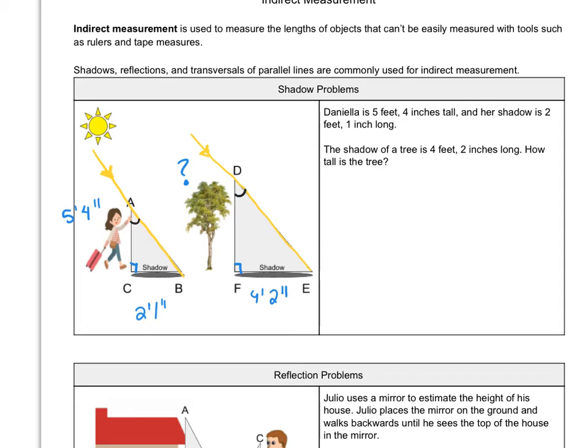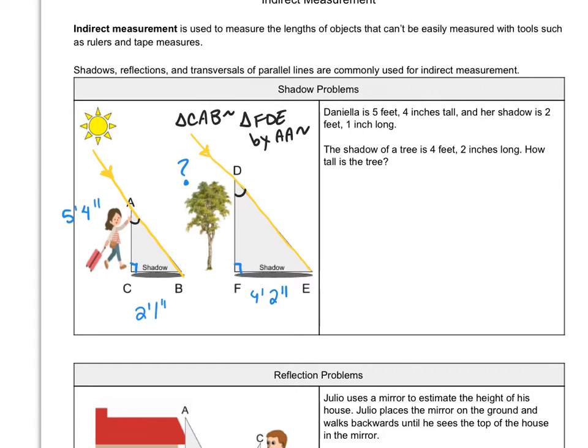So we know that these two triangles have two pairs of congruent angles, which means that triangle CAB is going to be similar to triangle FDE by angle-angle similarity. And you can use that with anything that has a shadow. You can always draw two similar triangles like this with objects that are casting shadows. So now that we know that, let's go ahead and solve this problem.